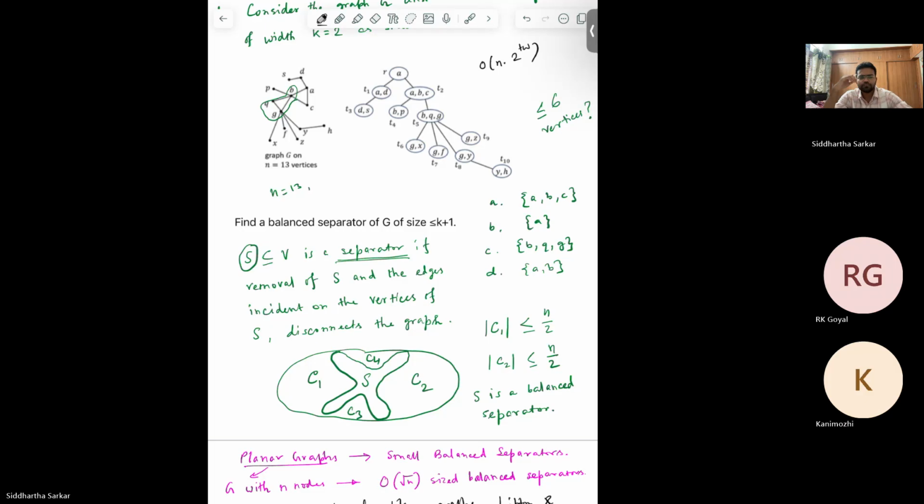And the tree width, would it be a constant thing? No, it may not be constant. There could be large tree widths also. In the videos we had seen some class of graphs for which the tree width was large. So tree width need not be constant.